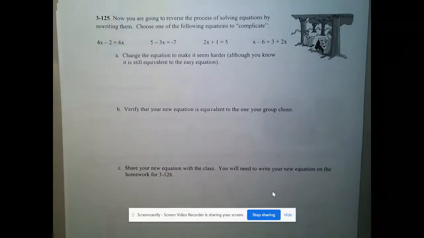The last thing that we want to look at are these questions that are supposed to be group questions. So I'm just going to walk you through a few potential options. You can always try other ones and ask me about them in class as well if you want to try your hand at mixing it up a little. Reverse the process of solving by trying to make them more complicated.